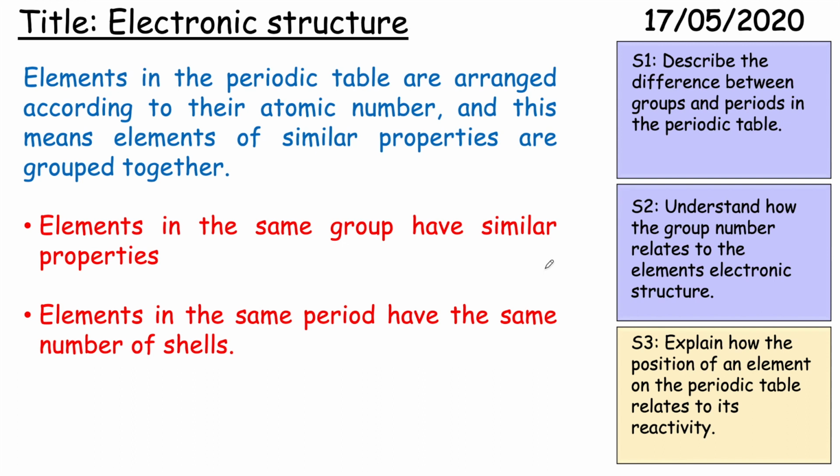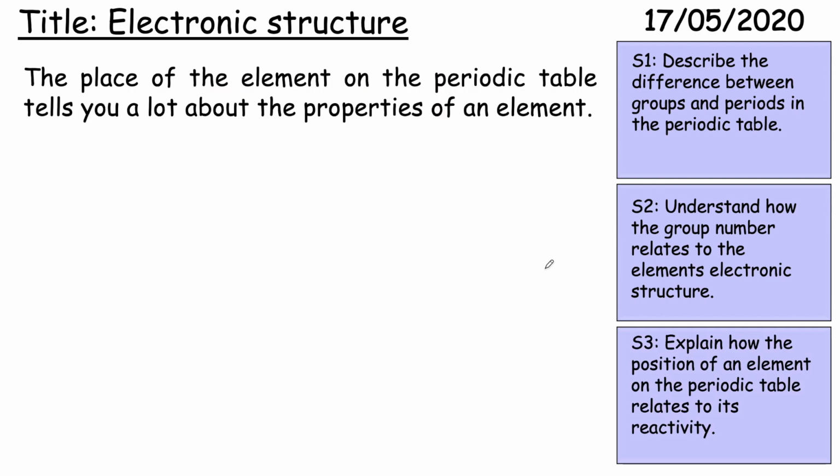Now I've written that here. You might want to get the bits down in red for your notes, and it just lets you know that every element in a group has similar properties because they have the same number of electrons in their outer shell, and every element in the same period has the same number of shells. Finally, if you look at the place of an element on the periodic table, it does tell you a lot about its properties. We know that if an element has the same amount of electrons in its outer shell, it has very similar properties, and it's found in the same group.